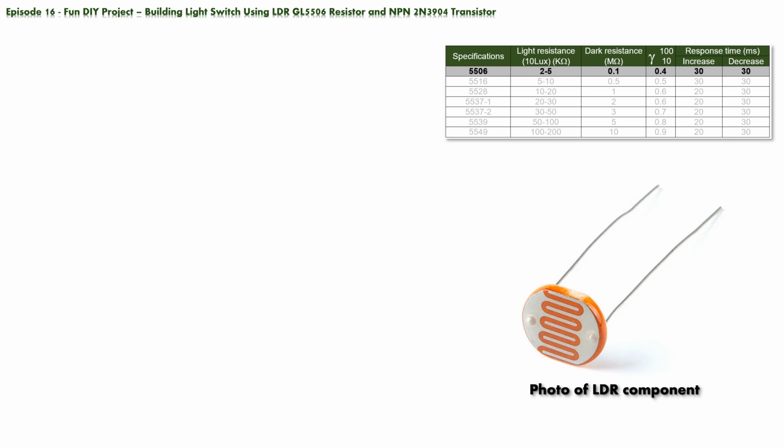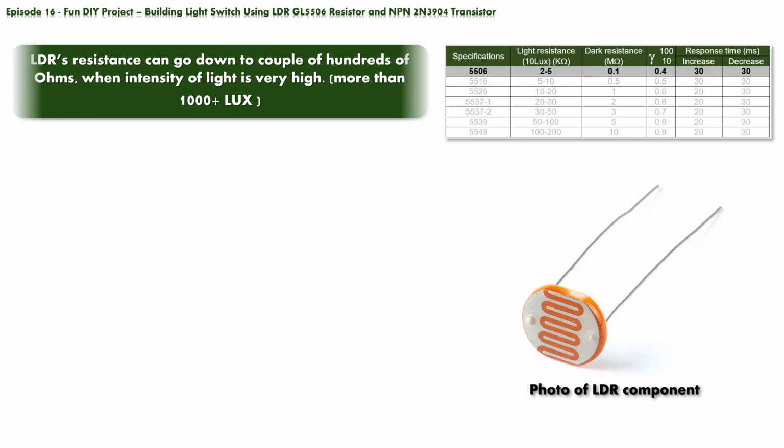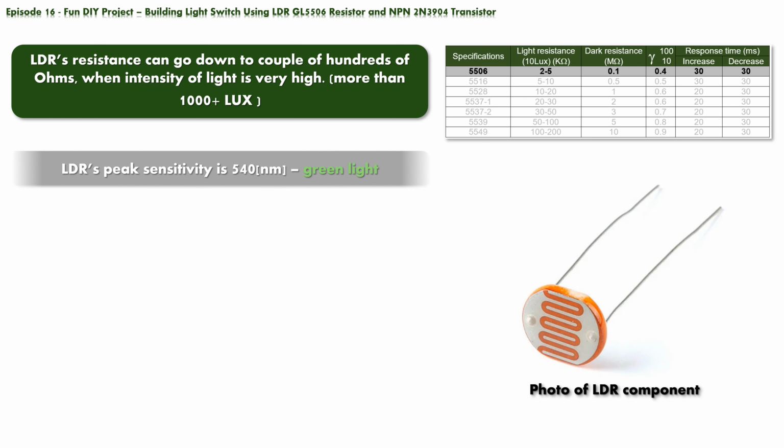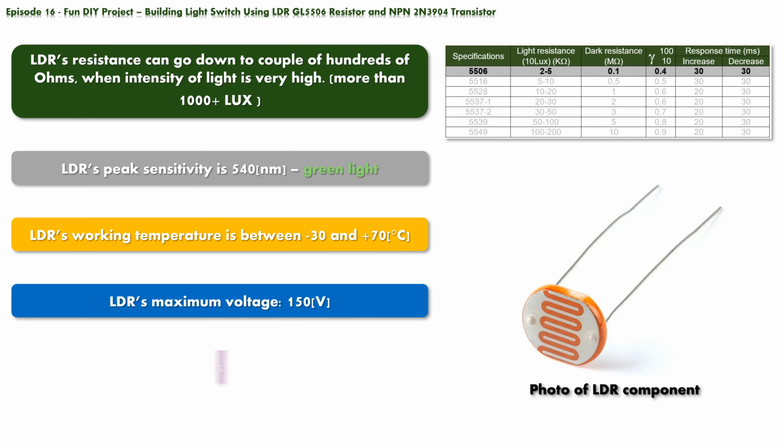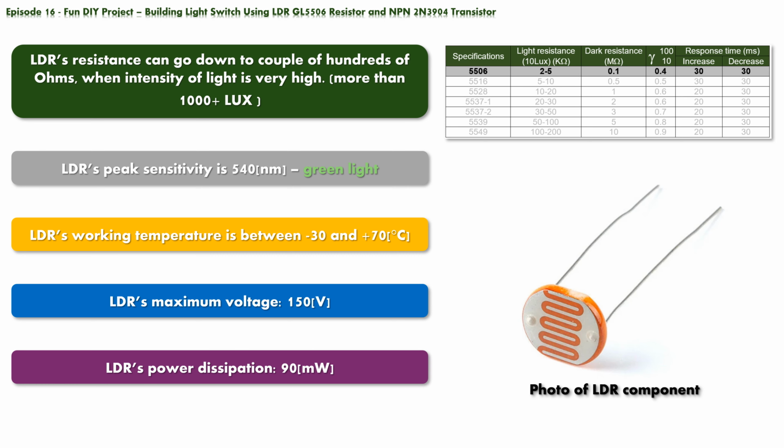Some additional notes. If you take a powerful light source, for example flash from smartphone, or expose LDR to direct sunlight, the resistance of LDR can go down to couple of hundred of ohms. Next, LDR is most sensitive to 540 nanometers light wavelength. This is green light. So, if you want to influence LDR with specific wavelength of light, green is the color to go. Working temperature of LDR is between -30 and +70 Celsius. Maximum operating voltage is 150 volts, and power dissipation is 90 milliwatts.